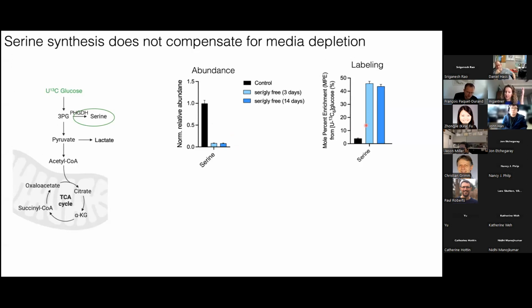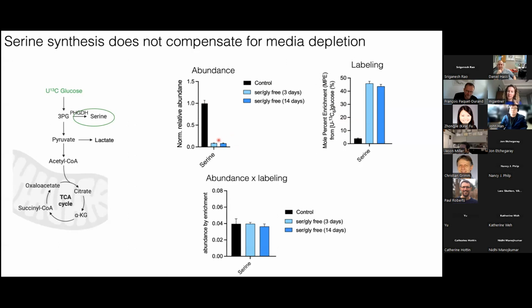The labeling goes up a huge amount as a consequence of this. But if you actually correct the abundance by the labeling, so the labeling goes up because your pool size is so small here, so the amount of it that's coming from the glucose is relatively dramatically increased. But the actual flow from glucose to serine doesn't seem to be changed in these cells, which isn't what we were expecting. We were expecting this to go up. But you can see that they aren't really able to compensate for the loss of serine in the media.